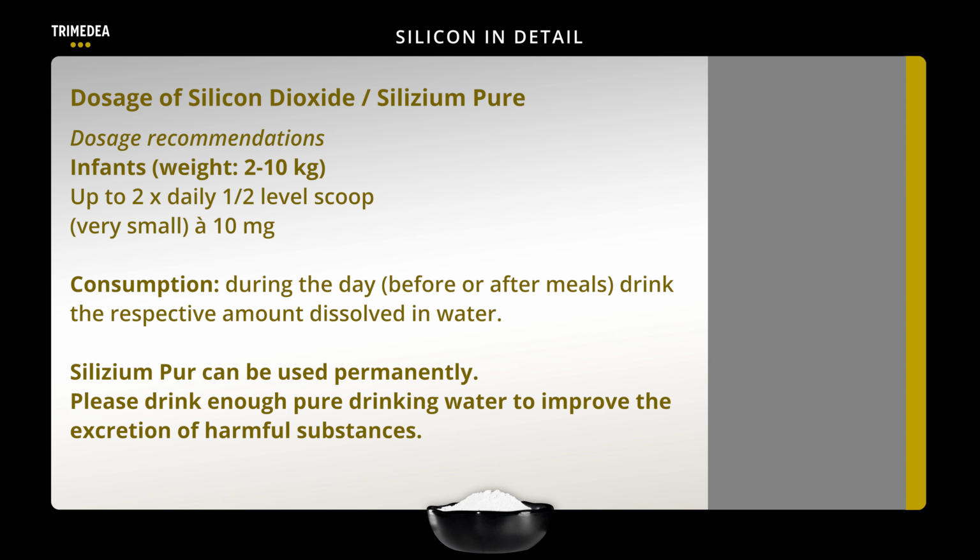Consumption: drink the respective amount dissolved in water before or after meals during the day. Silicon pure can be used permanently. Please drink enough high-quality, pure drinking water to improve the excretion of harmful substances.